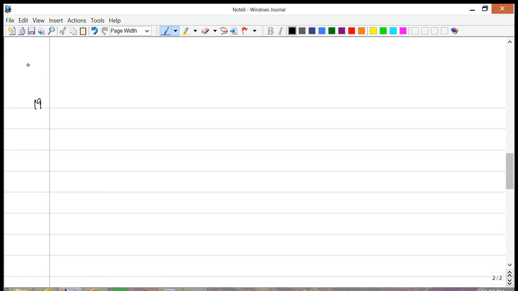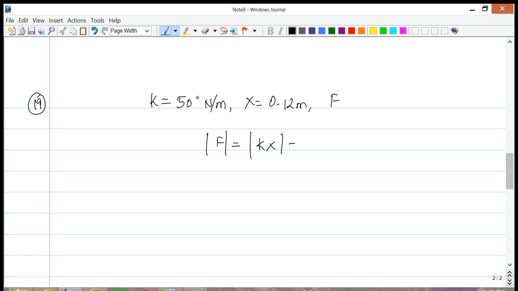Okay, problem number 19 is where it says that the spring is stretched. They're given a spring constant of 50 newtons per meter, and we're stretching it by 0.12 meters, and it's asking you to find the force. So the magnitude of the force is simply kx. We just ignore the negative sign because it just gives us direction, so we don't care about that. So it is 50 times 0.12, which will be the magnitude of the force, 6 newtons.